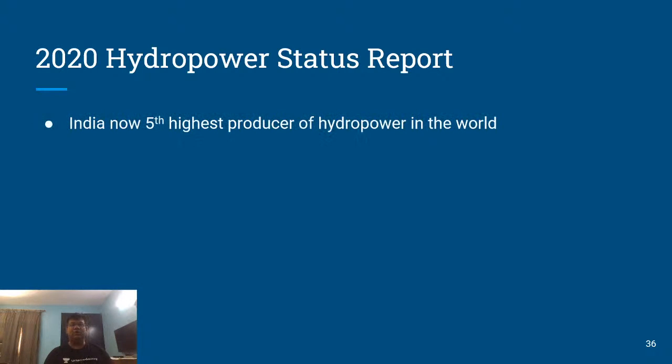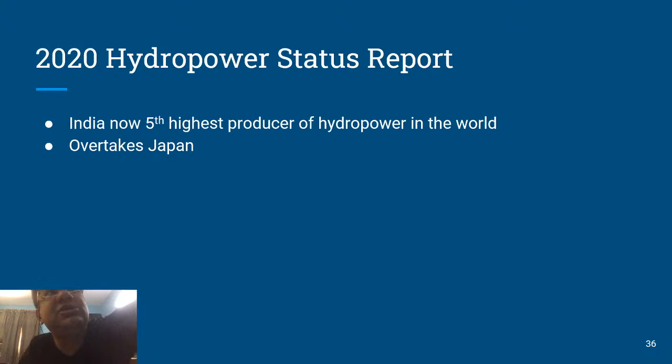So let's play along. India is now the fifth largest producer of hydropower in the world. We've overtaken Japan, which used to be fifth. Now we've gone up. Can you take a guess which are the top four countries? I think you know what hydropower is. Hydropower is basically water-based electricity. Electricity which is generated by water, also known as hydel power.